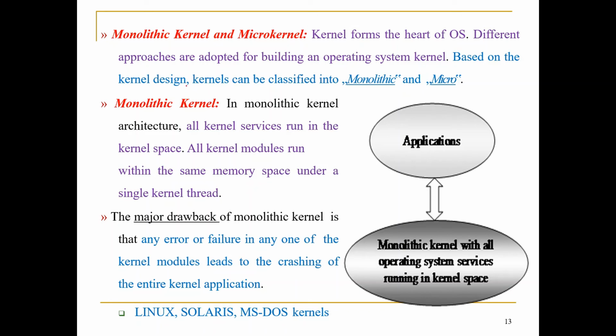What is this monolithic kernel? So you can see here, this diagram explains your monolithic kernel. In this monolithic kernel architecture, all the kernel services, all the things whatever I told till now, all the applications or all the services are run in the kernel space. All kernel modules run within the same memory space under the single kernel thread.